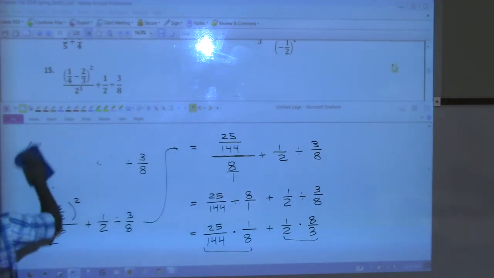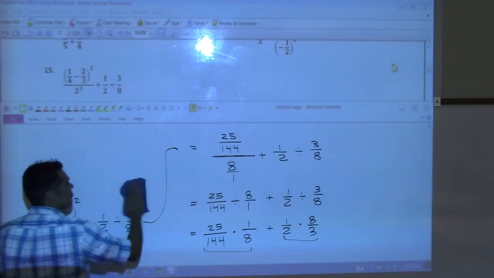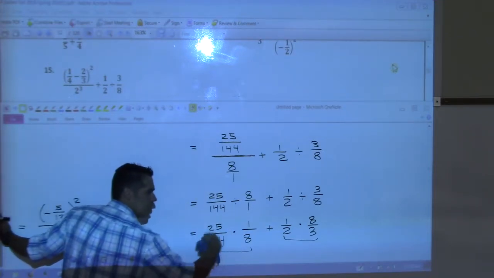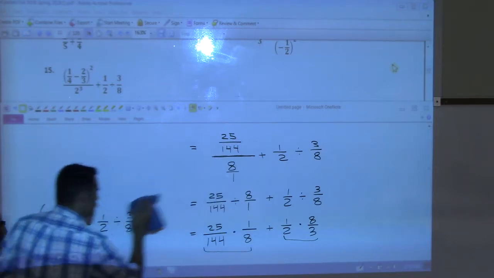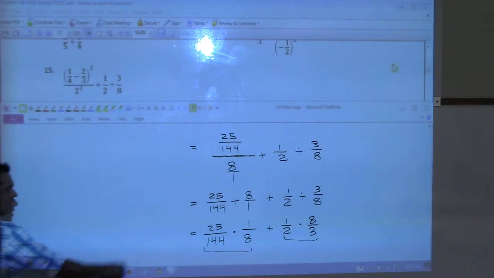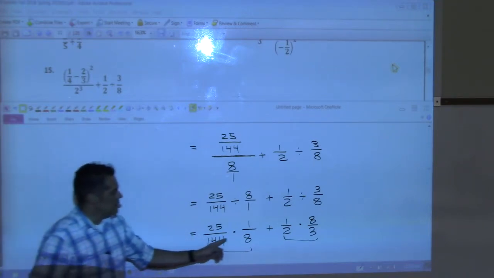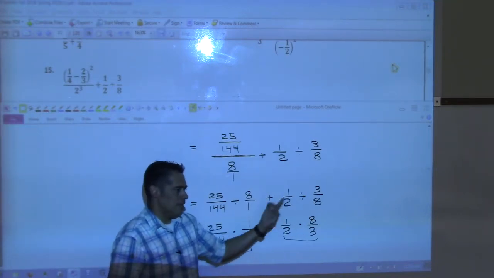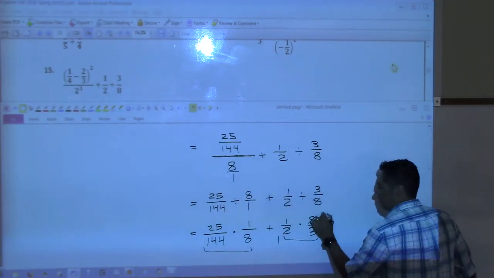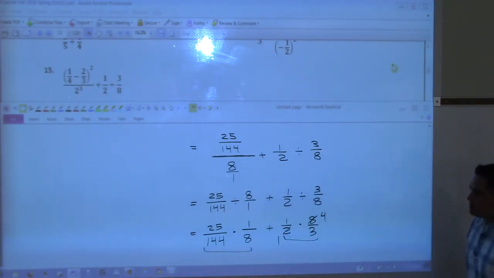Brianna, does anything reduce? Or are you just going to multiply and not even check? The first one doesn't look like it does, does it? The second one, 2 and 8. You want to do that? Okay, I'll make that 2. 2 goes in 2 once. 2 goes in 8 4 times. All right, so we're going to get some big numbers here, aren't we?